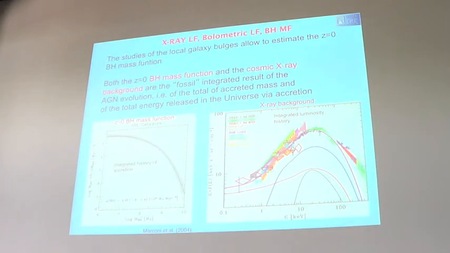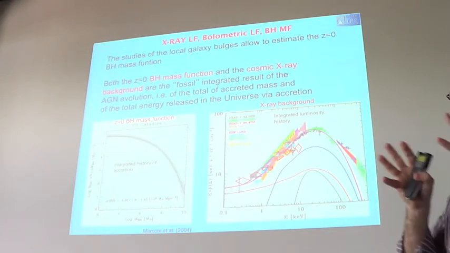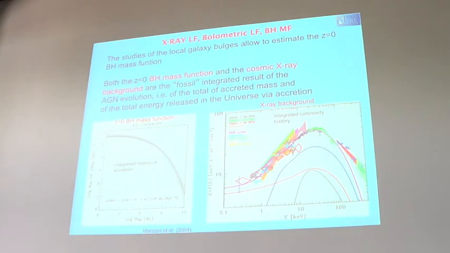This is the local black hole mass function, not looking at the AGNs, but looking at all the galaxies, using the scaling relation I showed you before. And this is the X-ray background. Any evolution model of the AGNs should reproduce these two quantities. This is the integral of all the accretion over time, because this is the integral of all the luminous activity of the AGNs.